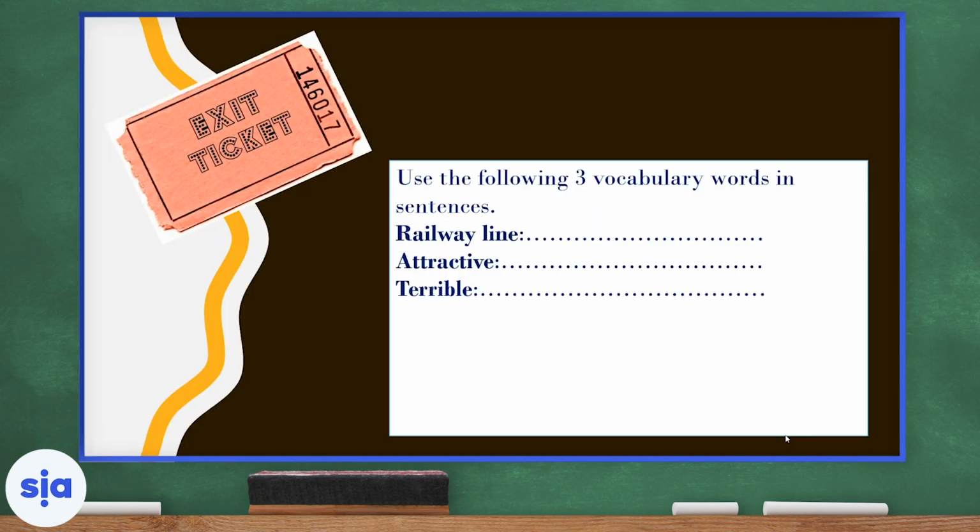Now, as for your exit ticket, I want you to use the following 3 vocabulary words in sentences: railway line, attractive, and terrible.